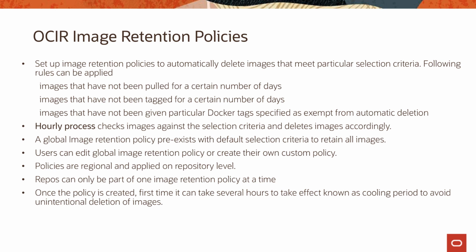The policies which you create are regional and are applied on a repo level. So you can have separate policies for individual repos within OCIR in a particular region. When you attach a repo to a policy, it can only be part of one image retention policy at one time. Once the policy is created, there is something that we call a cooling period, which means that it can take several hours to take effect. This is just to avoid any unintentional deletion of your images when you create the policy for the first time. So let's go ahead onto the console and see how it looks.